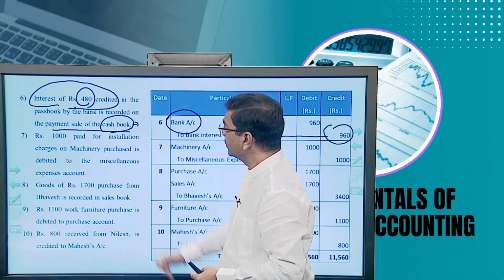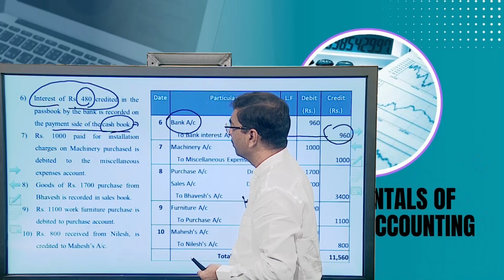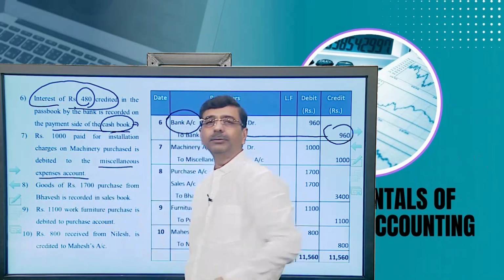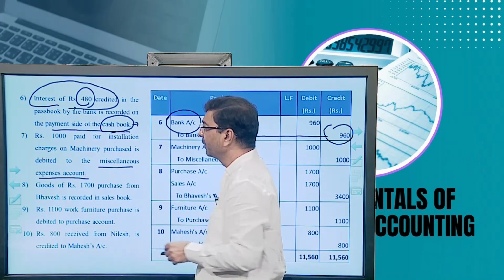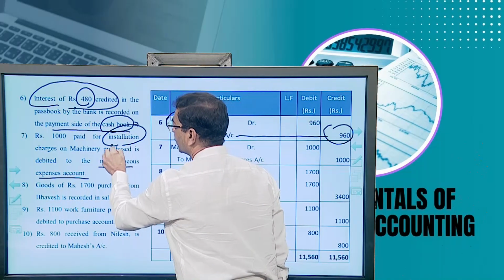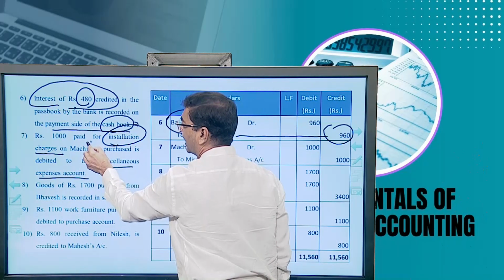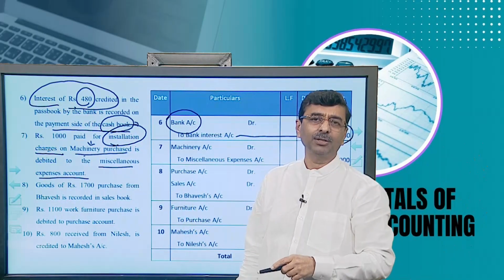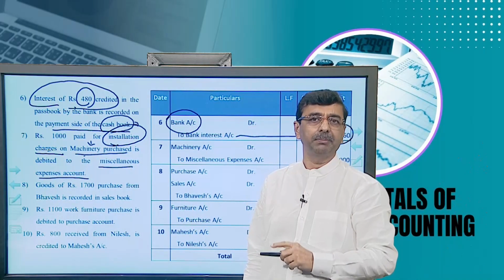Next, 1000 paid for installation charges on machinery purchase is debited to the miscellaneous expenses. That is wrong. Why? I'll tell you. Any installation charges of fixed assets are part of the assets account. It has to be debited to the assets account. It's a principle, it's a rule.